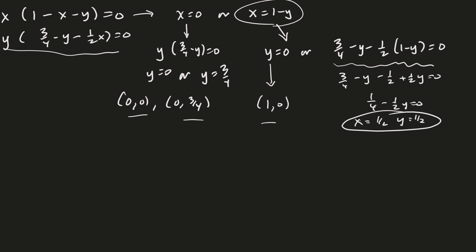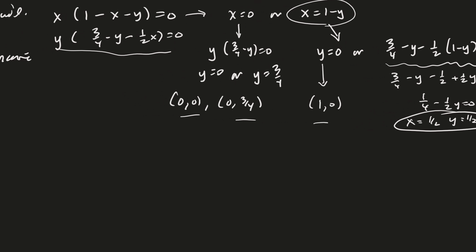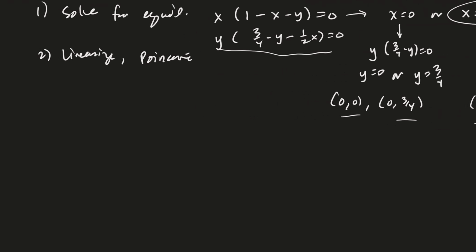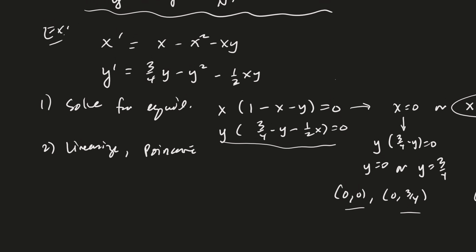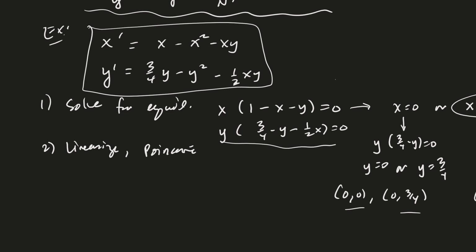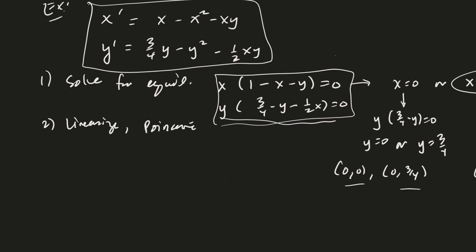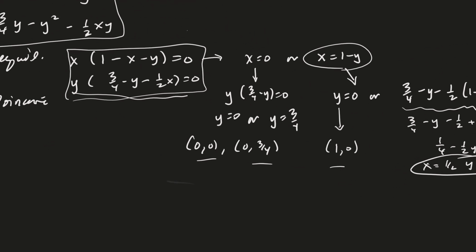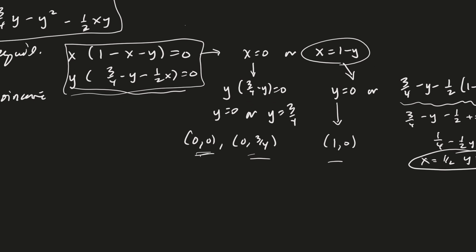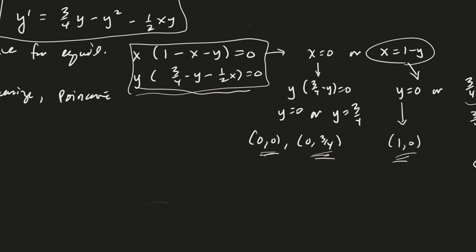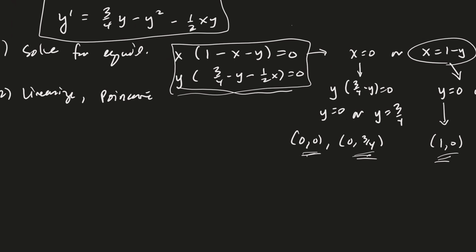Okay, so we're continuing on with our competing species model. Our differential equations are here. So this is our set of two. And what we've done so far is we've solved for where the equilibrium solutions are. And from that we got four equilibrium solutions altogether: (0, 0), (0, 3/4), (1, 0), and (1/2, 1/2). And so now we're linearizing about each equilibrium.